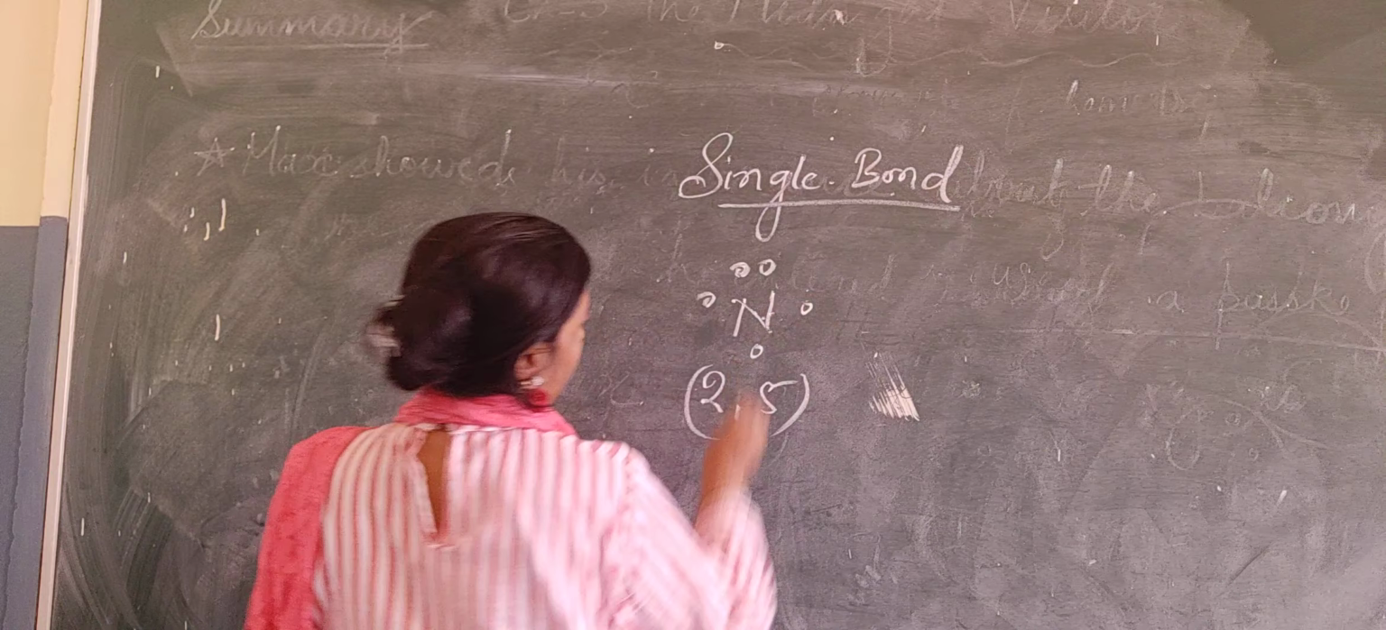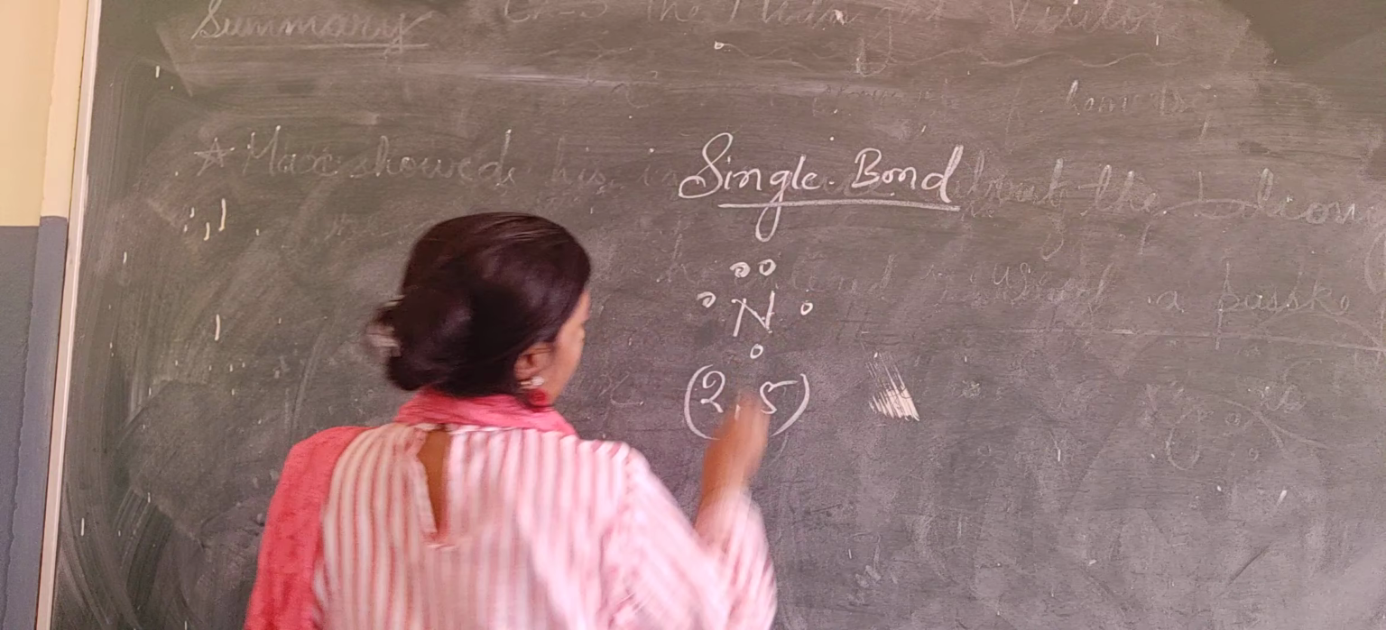Okay student, next structure is of NH3, that is ammonia. You might have heard about it in class 9, ammonia. The structure is NH3. Okay, now how we will draw? N is having how many electrons? 7 electrons. 5 electrons in its last shell.